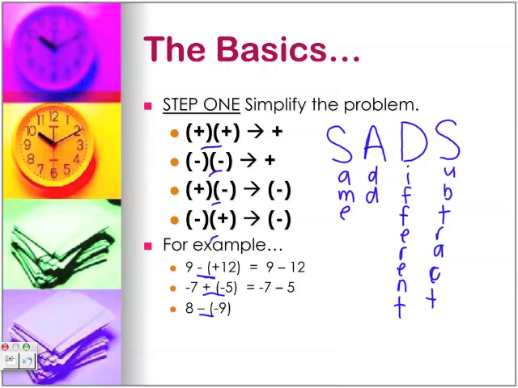You look at it. Matthew? Same, add; different, subtract. So these two are the same, they're both negatives, so you technically add 8 plus 9. You got it right the first time. Okay. So does everyone get that concept?